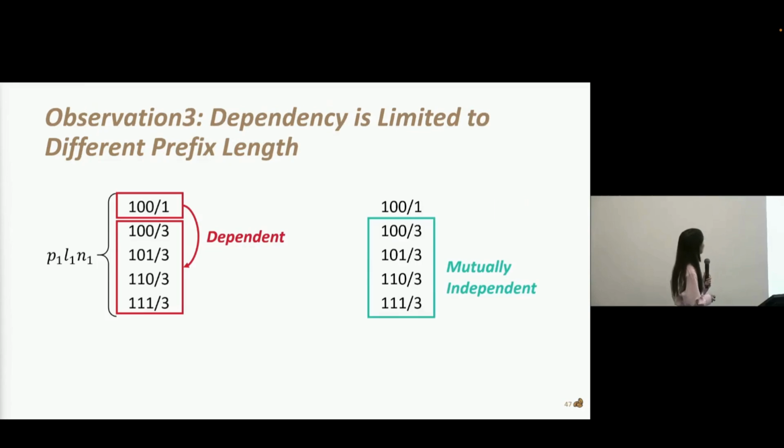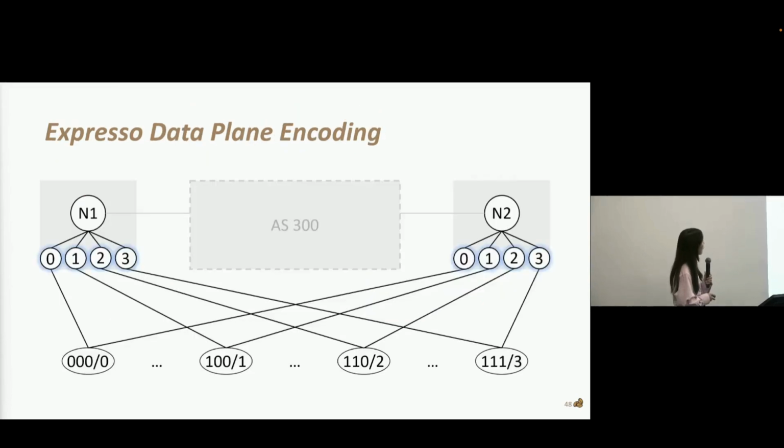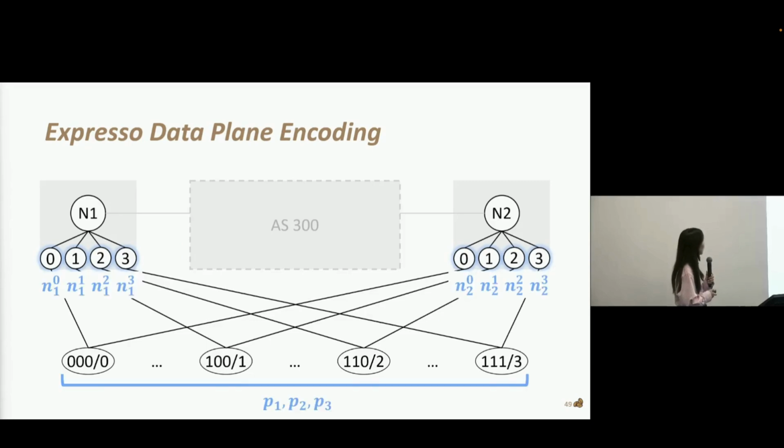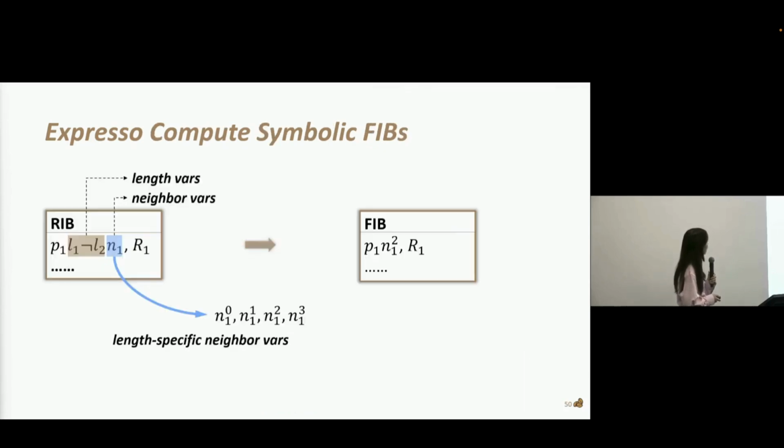Fortunately, we observe that the dependency is limited to prefixes having the same first bits but different prefix lengths. And the prefixes having the same prefix length are still independent. This way, instead of inheriting the encoding from the control plane, we add a dummy node for each prefix length and each neighbor in the data plane. And we use 3 bits to represent the IP address and length-specific neighbor variables for the neighbors.